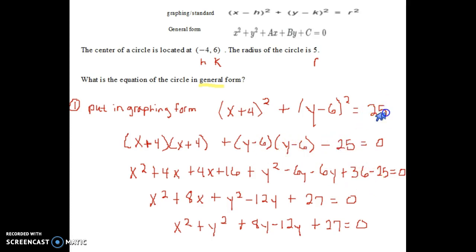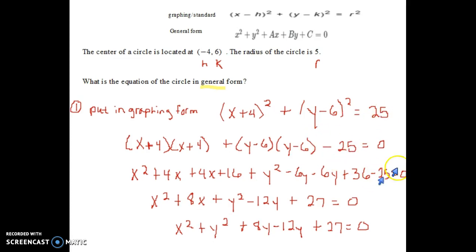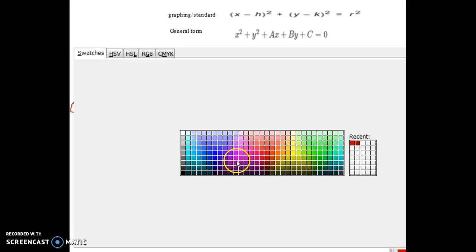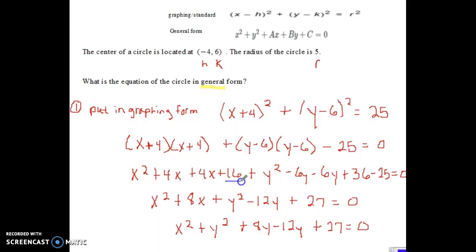And then I'm going to bring this to the other side, so I'm going to subtract 25. So I'm going to go ahead and subtract 25 from both sides to get it equal to 0. Now it's simplifying, combining all your like terms. So x squared, 4 plus 4 is 8x, plus, I'm going to go ahead and just do my y squared over here. Negative 6y is negative 12y. Now I'm going to combine my constant terms. So I've got my 16 here. Let me get a different color real quick. So I've got 16 plus 36 minus 25. That's going to give me positive 27.